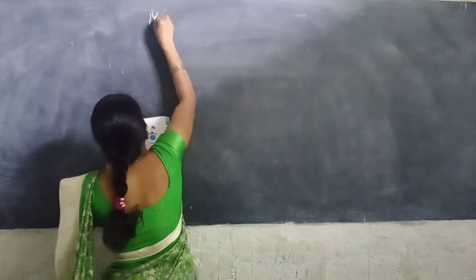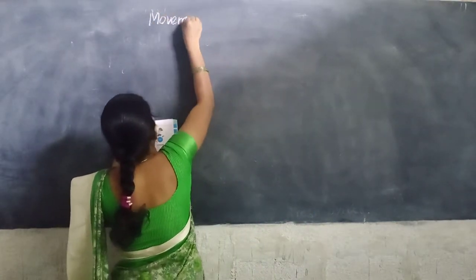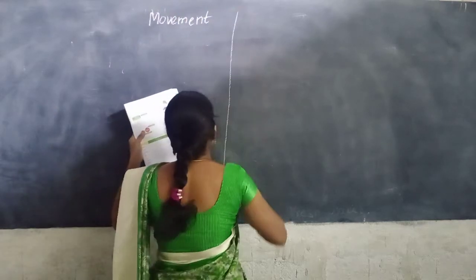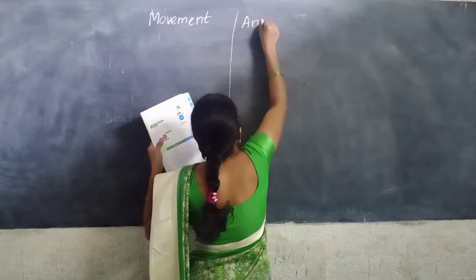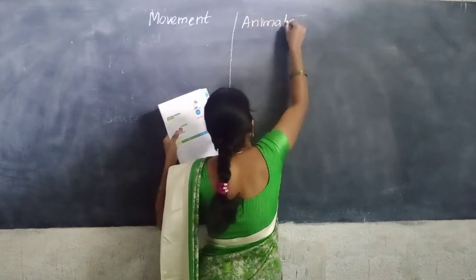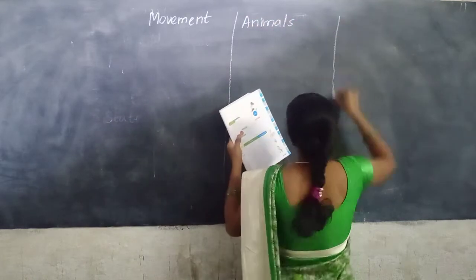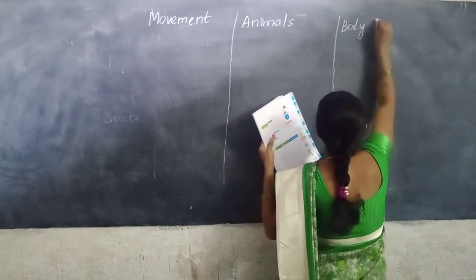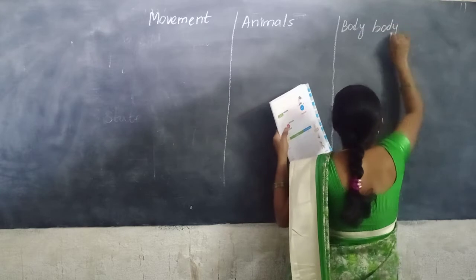Movement is given, and animals. The animals are here, and the body part used. Which is the body part? They use body part.